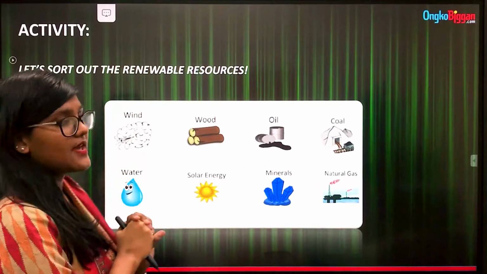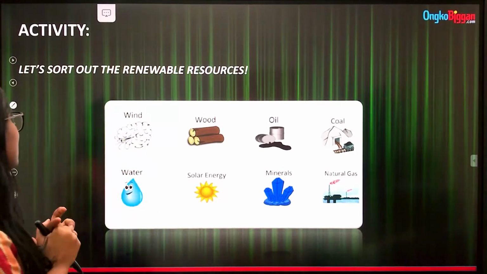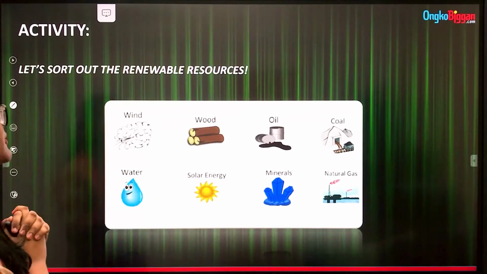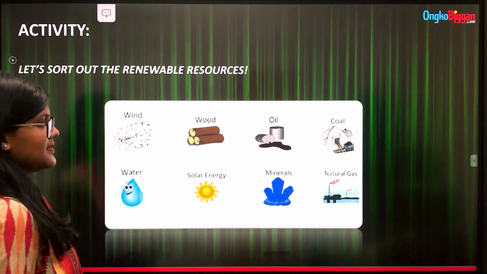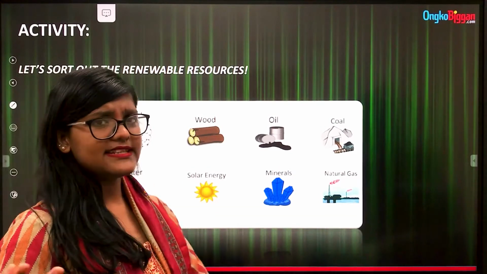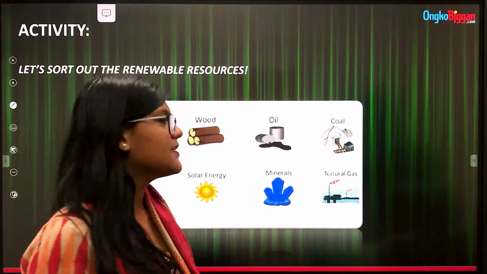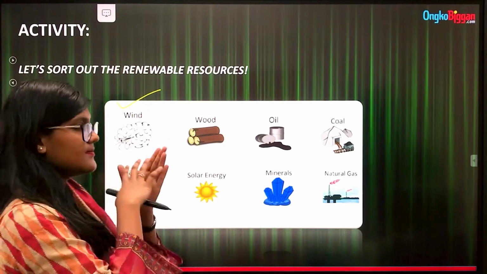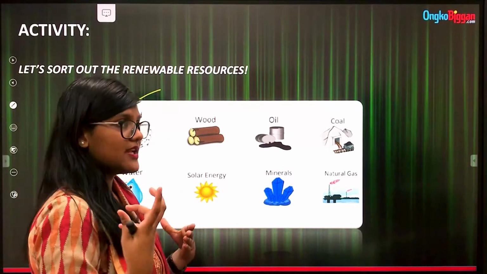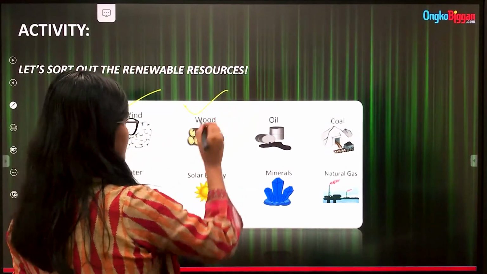Now we have an activity again. In this activity we have to sort out the renewable sources. Firstly we have wind. We can get wind anytime. Basically the movement of air is called wind, so it's a renewable resource. Then wood. We can get wood from trees anytime, so wood is also a renewable resource.